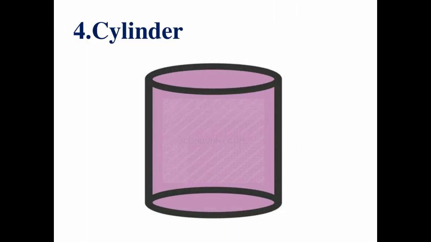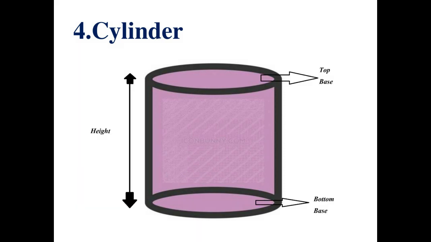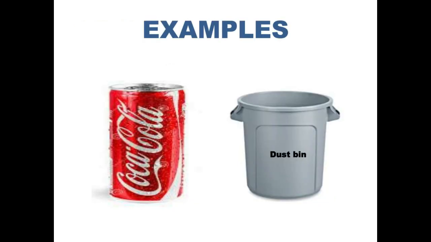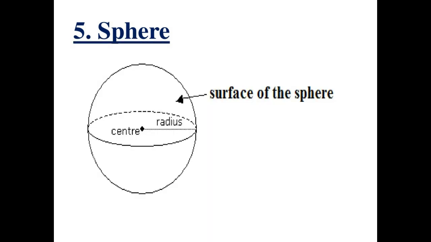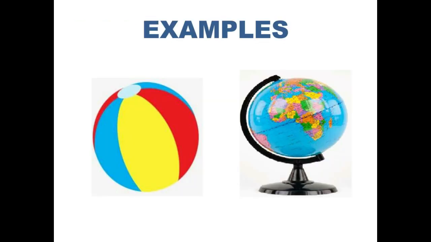Fourth one is cylinder. It is a 3D shape. Two bases lie in the upper and lower surfaces in a cylinder. Height is the distance between the two bases. Examples of cylinder are soft drink can and dustbin. And fifth one is sphere. It is a 3D shape. It has one surface. All points on the surface are at the same distance from the center. It has no vertices and no edges. Examples of sphere are ball and globe.